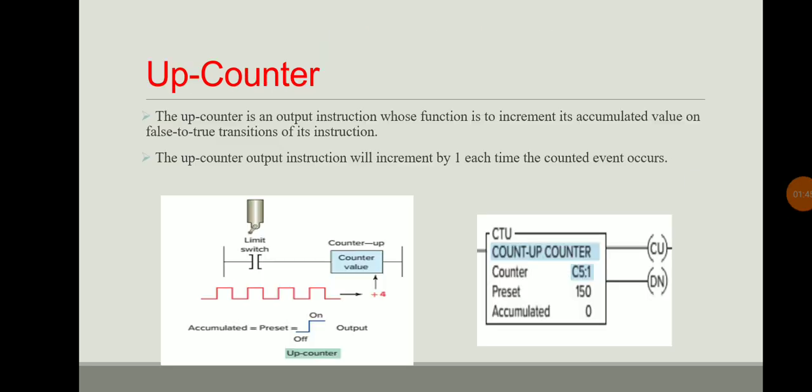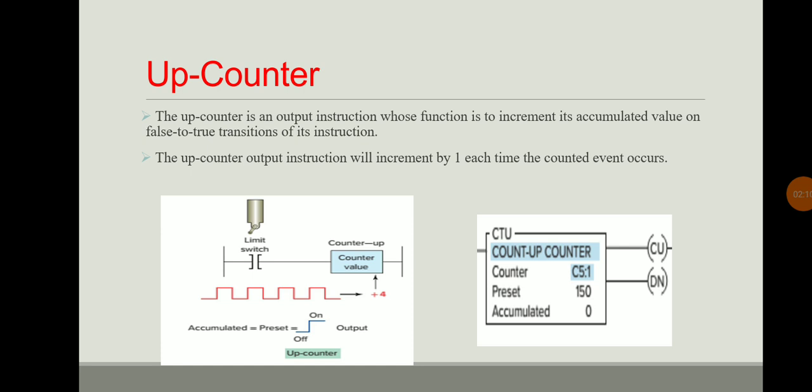There are two different types of counters available in the PLC software: up counter and down counter. The up counter is also an output instruction. It increments the accumulated value on the false to true transition of its rung condition. Whenever the false to true transition is executed, it will increment the count by 1.